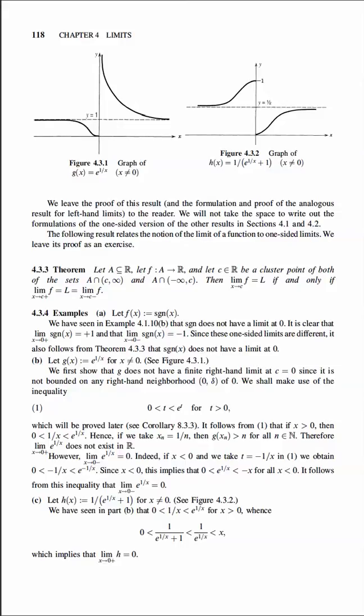Theorem 4.3.3 is the result you're familiar with from Calc 1 about if the right-hand and left-hand limits make sense, then the overall limit as x approaches c of f is L if and only if the two one-sided limits exist and agree. And then 4.3.4 is examples, and you should work through these relatively carefully.